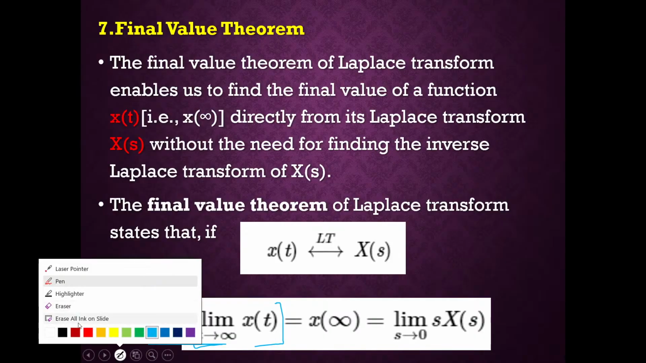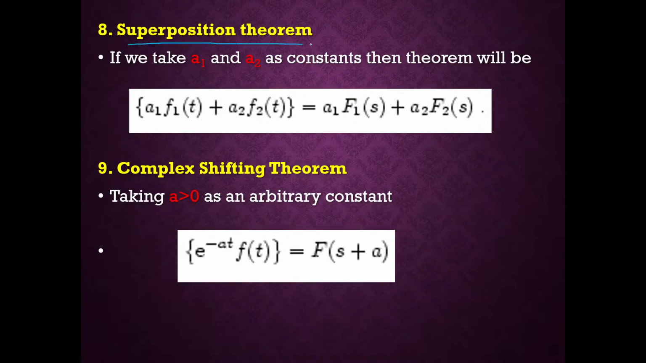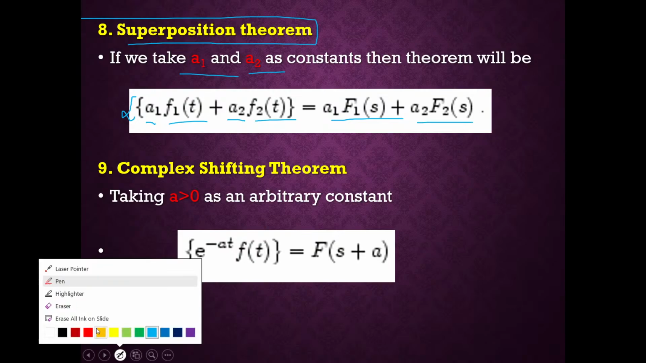Few more theorems are there. We'll discuss and conclude this concept. Next, superposition theorem. If we have a constant a1 and another constant a2, multiplied with functions f1 of t and f2 of t, then the Laplace of a1 f1 of t plus a2 f2 of t will give us a1 f1 of s plus a2 f2 of s. It's very simple.